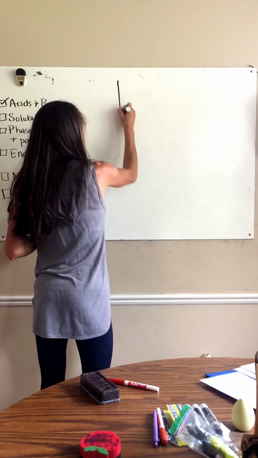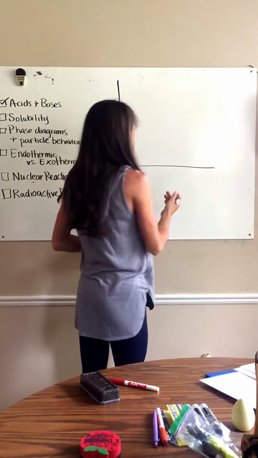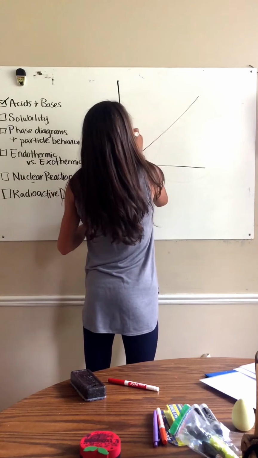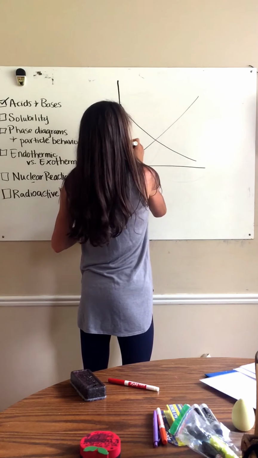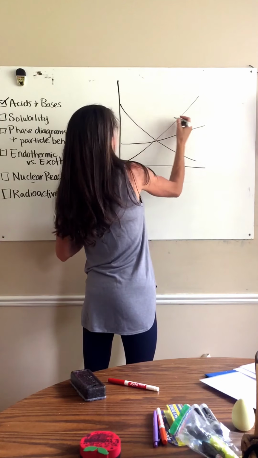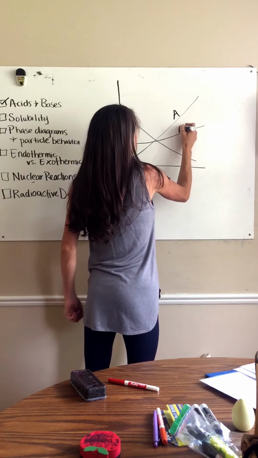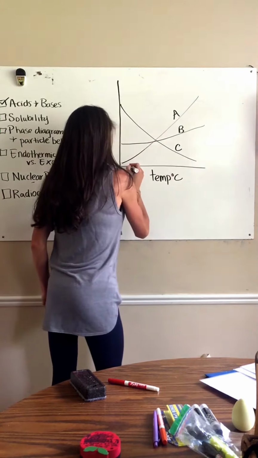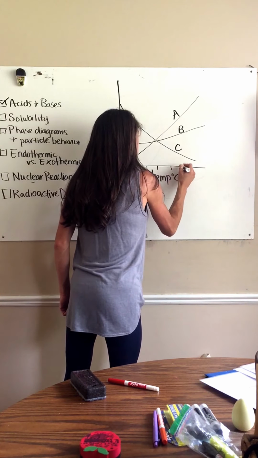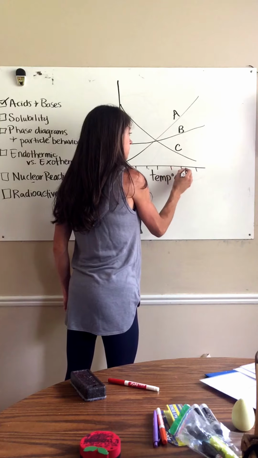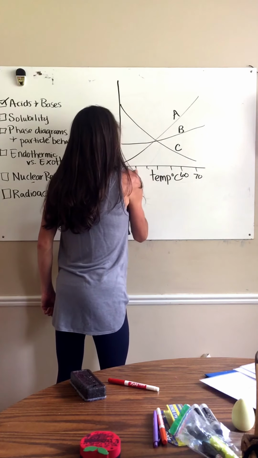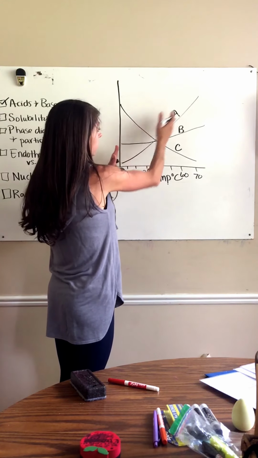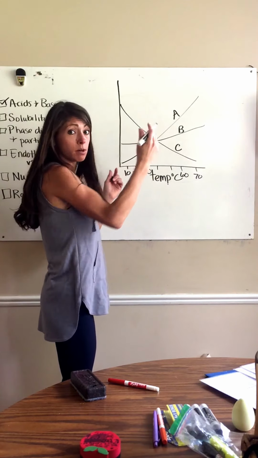Now, something that we saw last week, and one of these was on your benchmark, is a solubility graph, okay? I'm just going to draw some lines up here, and I'm going to call these different chemicals. This is going to be chemical A's solubility curve, chemical B's solubility curve, and chemical C, okay? Temperature is always plotted on the x-axis in a solubility graph. 10, 20, 30, 40, 50, 60, 70. So we'll go up to 70 degrees, all right? Now, this is going to be temperature, and you can see how these lines trend as temperature increases.